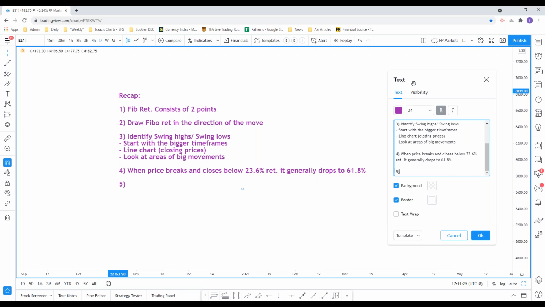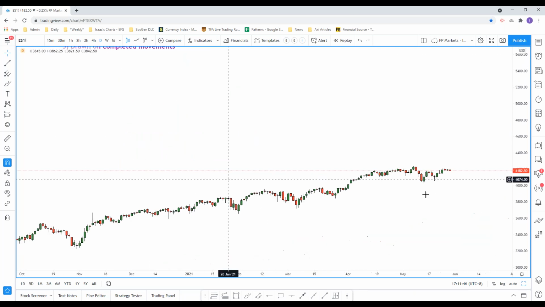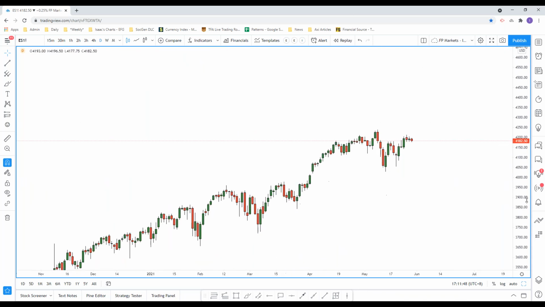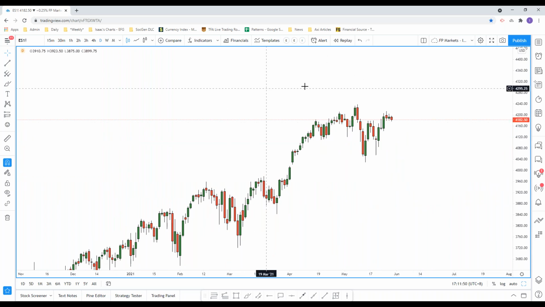Now, of course, there was another point. I hope you guys remember, Fibonacci retracement should only be drawn on completed movements. If you draw on a non-completed movement from a swing high, let's say price is bullish, an example right now would be the S&P. Looking at the S&P, if this is the daily, let's just say this is a swing high.